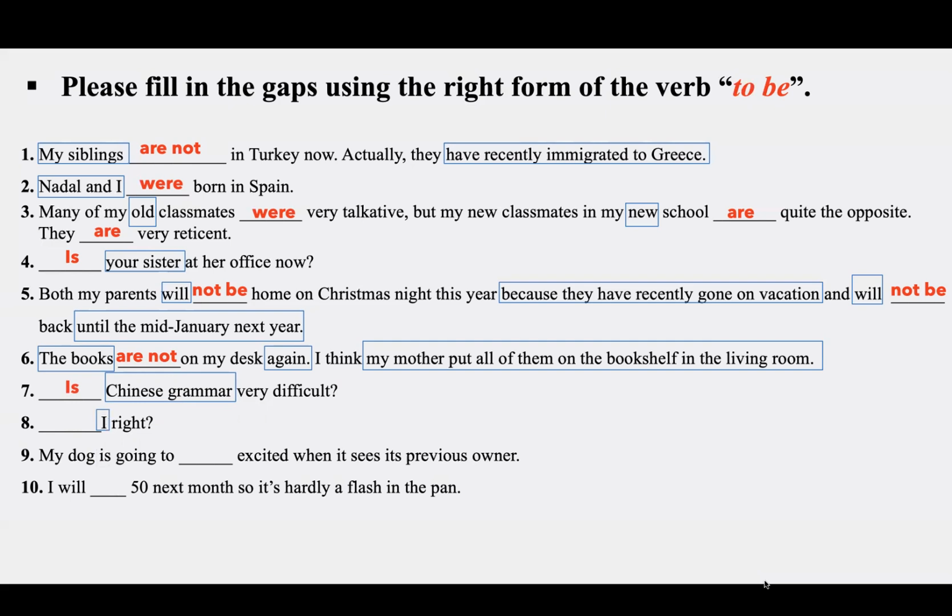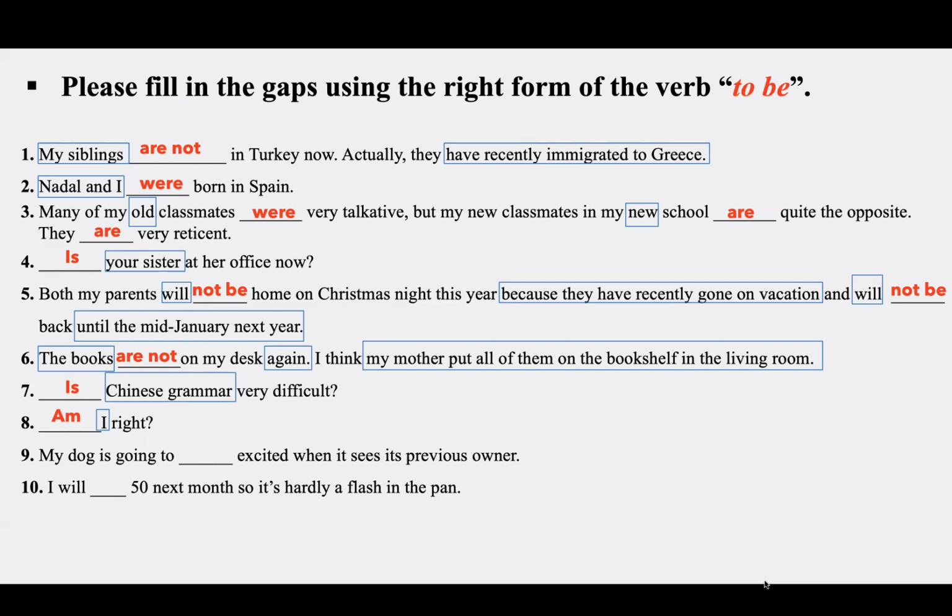And the next one, I write. So here, this person is asking a question. So I write, with the subject I, it means that it is present because there is no past time expression here, or no word or phrase suggesting the past tense. That's why it should be present. So in the present form with the subject I, we use am. Am I right? Number 9, my dog is going to excited when it sees its previous owner.